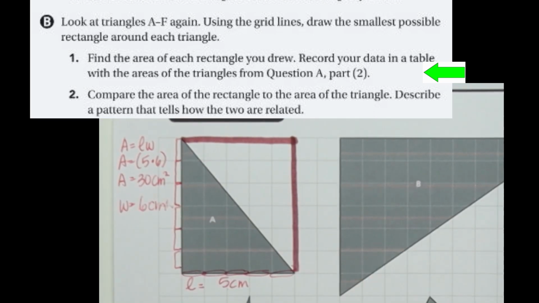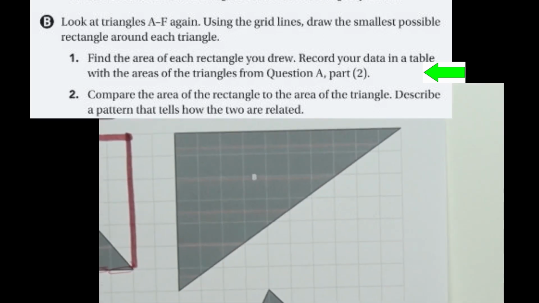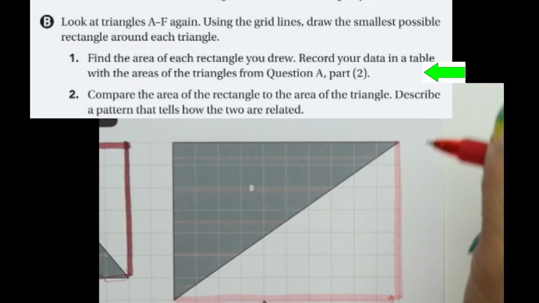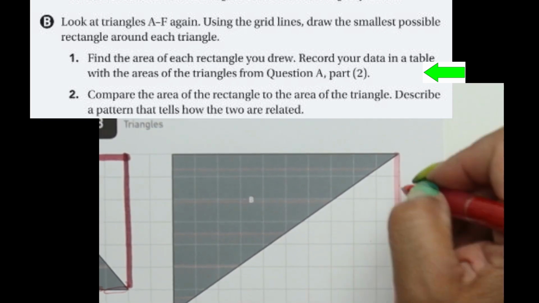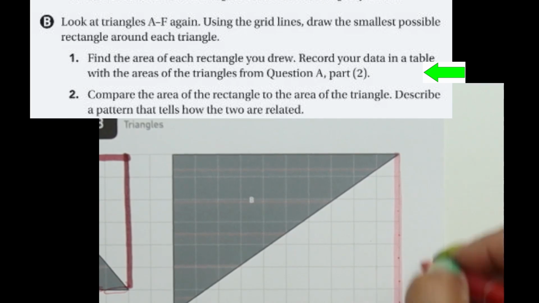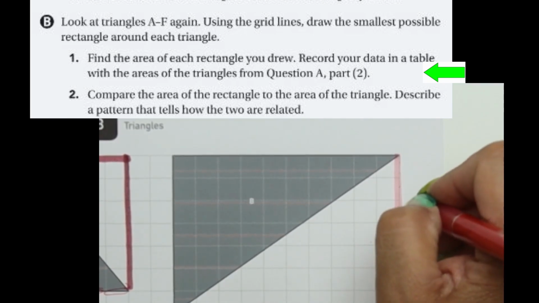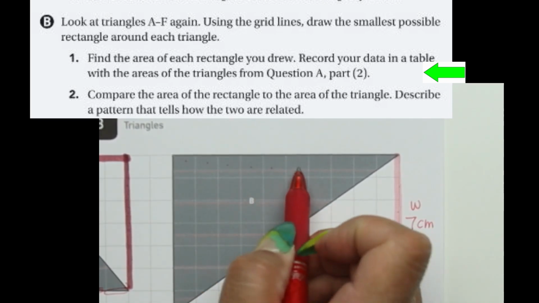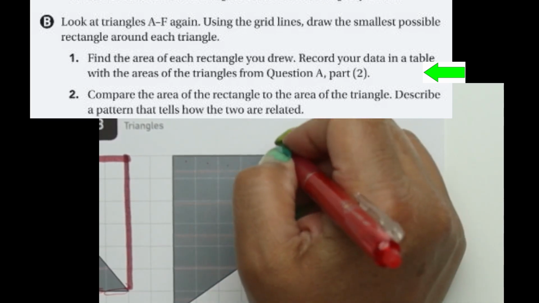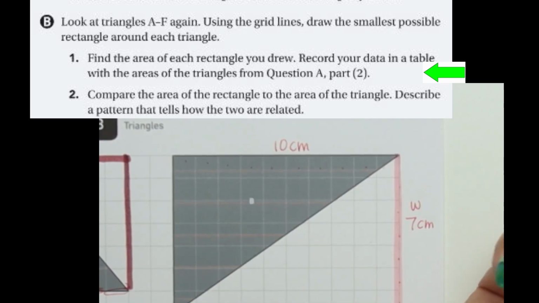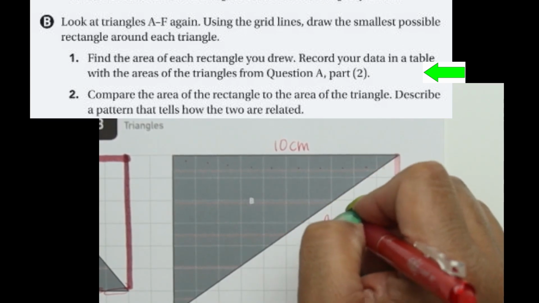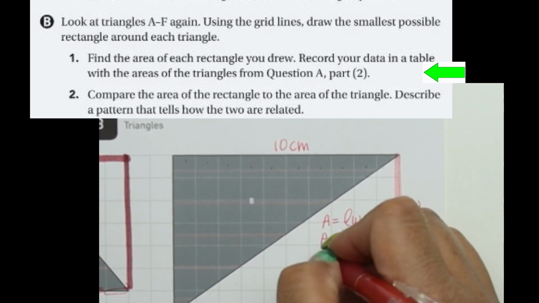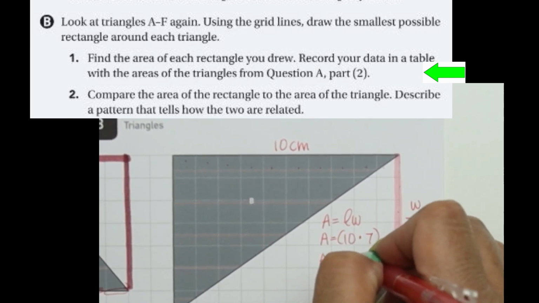Now let's look at the area for B. It doesn't want us to find perimeter, just the area. Okay, so the smallest rectangle around is like that. And the width is 1, 2, 3, 4, 5, 6, 7. 7 centimeters, and that's the width. And the length is 1, 2, 3, 4, 5, 6, 7, 8, 9, 10. 10 centimeters. So the area equals length times width. Area equals 10 times 7. Area equals 70 centimeters squared.